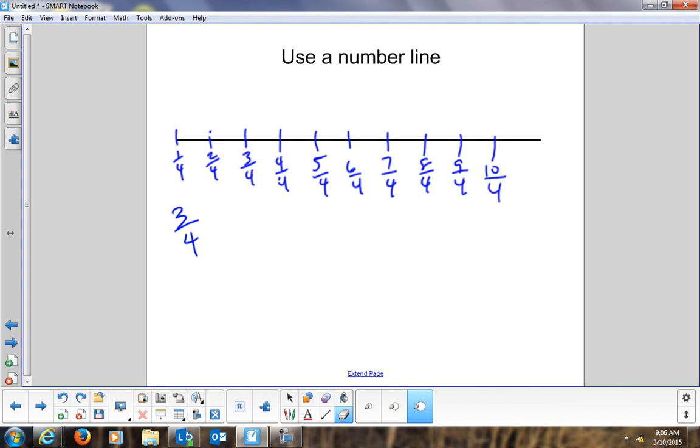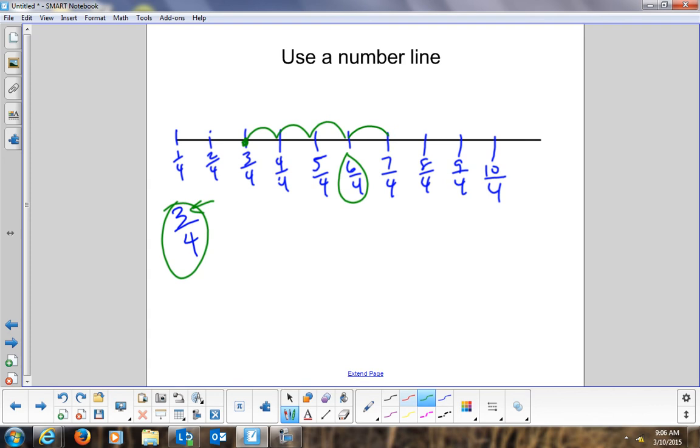Okay, so we'll leave it at that one. All right, so I'm going to start off at what number? 3/4. Okay, so I'm going to bubble here. And I'm going to jump how many times? 3 times. 1, 2, 3. So here's a multiple. 1, 2, 3. Here's a multiple. And on down the line.